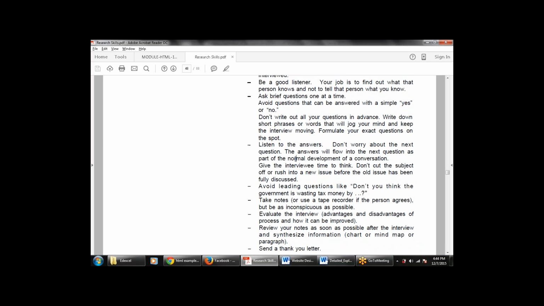The next is give the interviewee time to think. Don't say, tell me about yourself, and then ask what's your name. Give some time to the interviewee to think. Don't cut the subject off or rush into a new issue before the old issue has been fully discussed. That means give the time to think about their personality, about their role, about their category. So give the interviewee time to think.